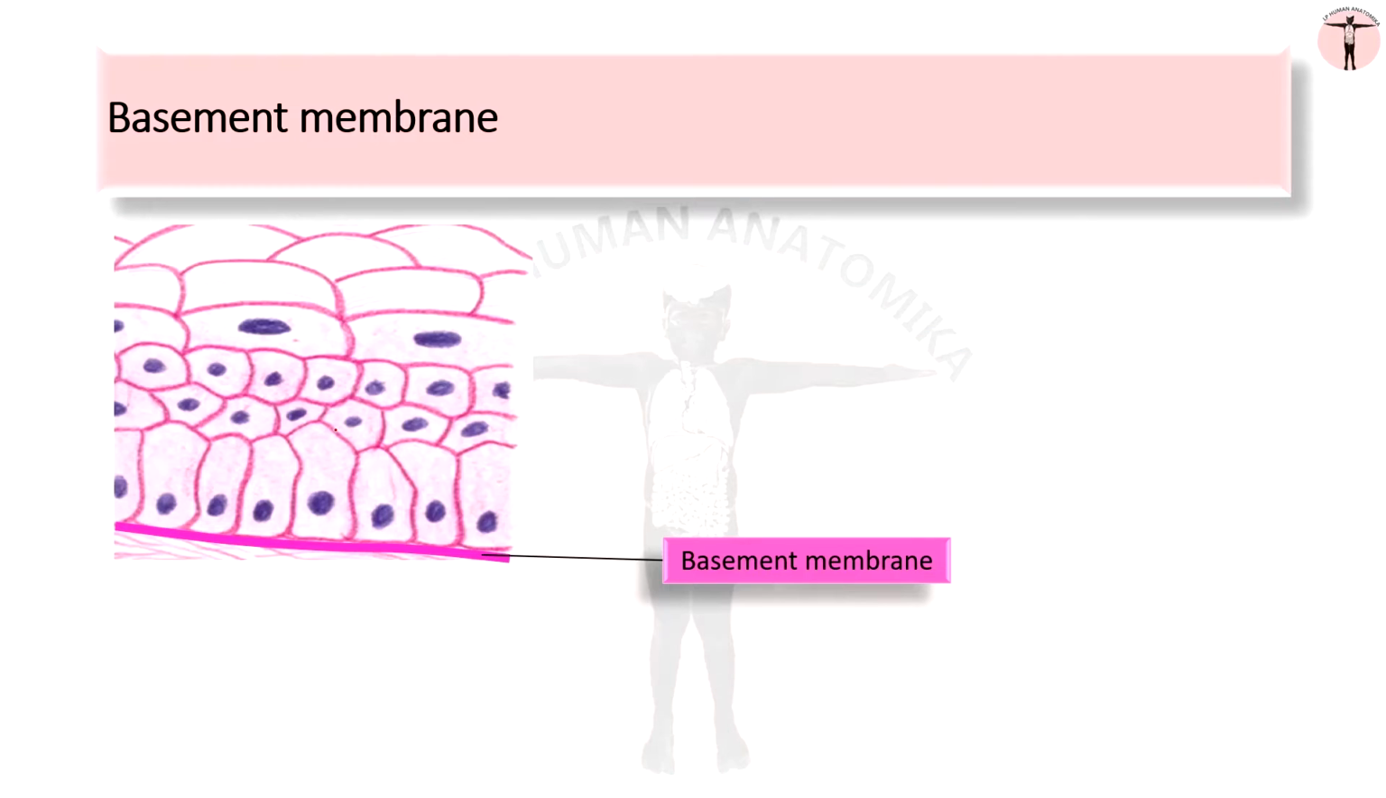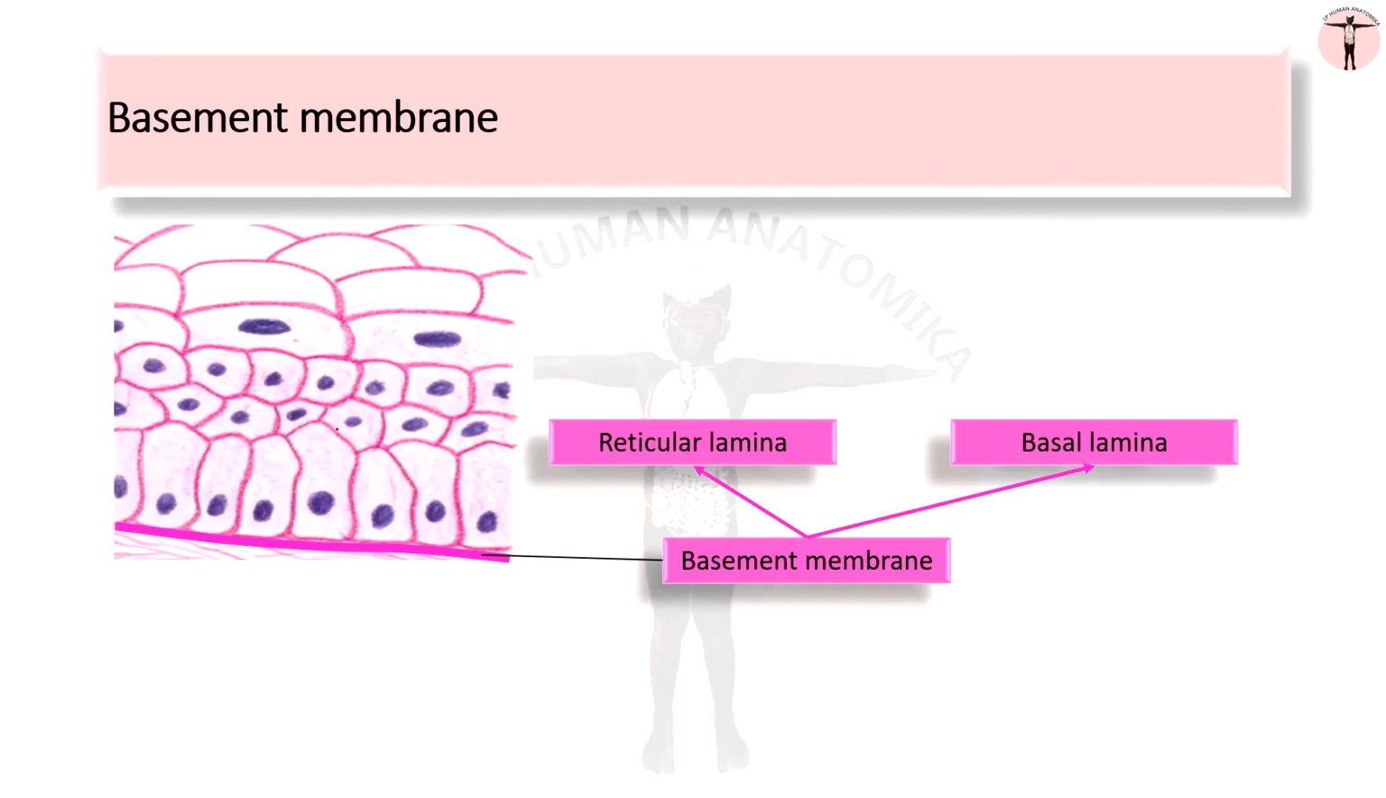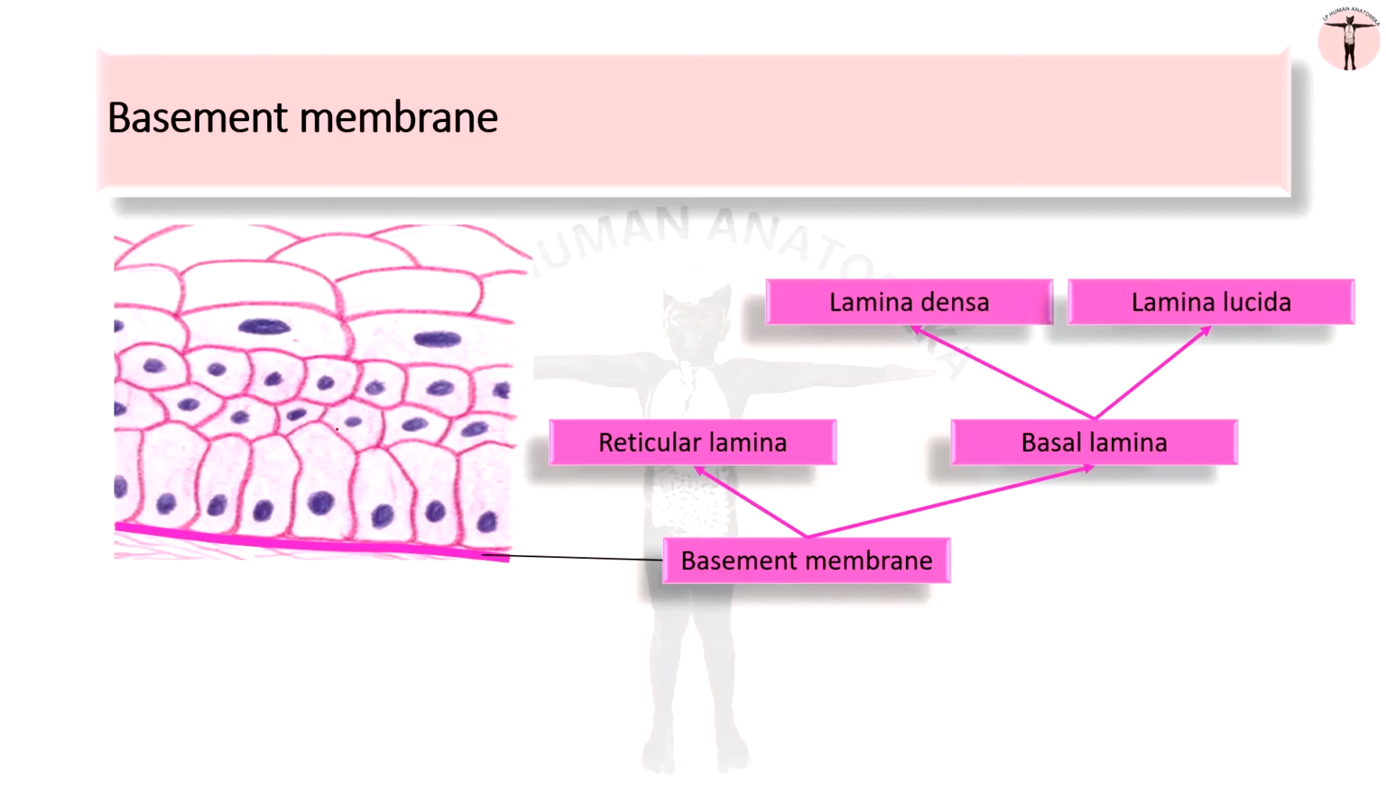Under the electron microscope, a basement membrane is seen to have two parts, a basal lamina which is nearest to the epithelial cells and a reticular lamina or fibroreticular lamina consisting of the reticular tissue and merging into surrounding connective tissue. The basal lamina is further divisible into the lamina densa containing fibrils and the lamina lucida which is transparent.